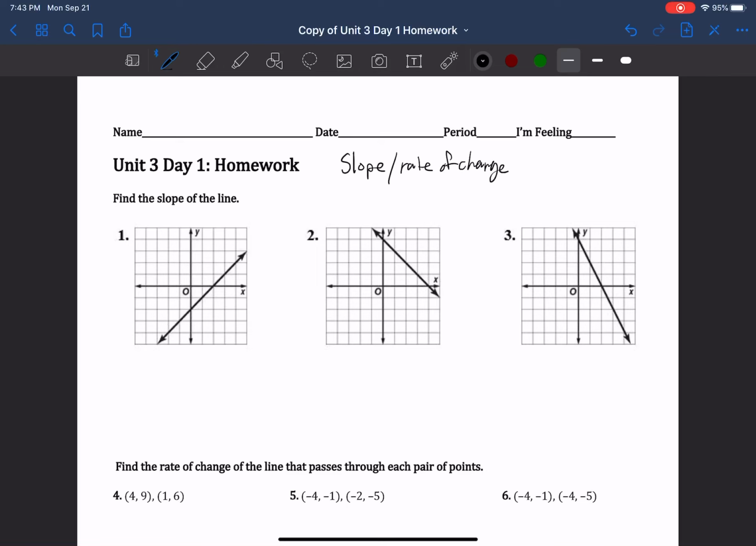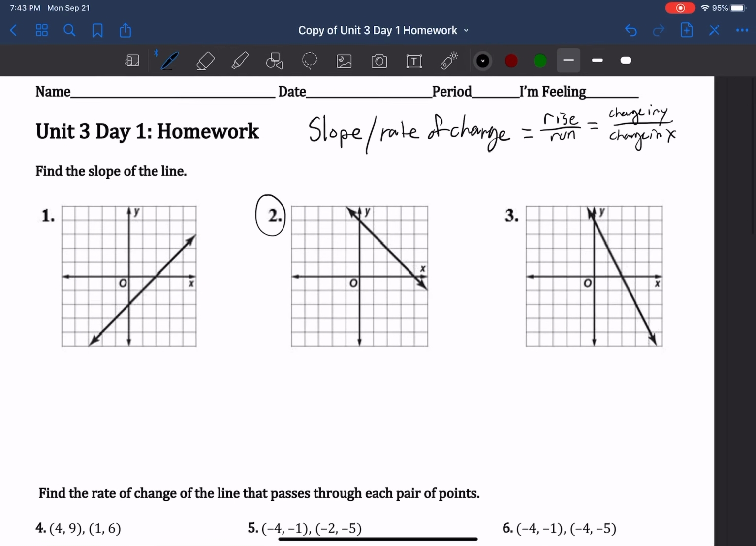So if we keep these two things in mind, remember that slope and rate of change are things we've seen before. And remember when we're doing 1 through 3, rise over run is the same as the change in y over the change in x. So y is going to change a certain amount, x is going to change a certain amount, and this is our rise over run. So I'm going to take a look at number 2.